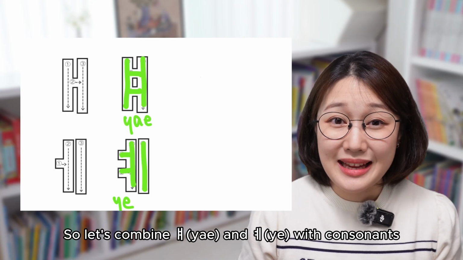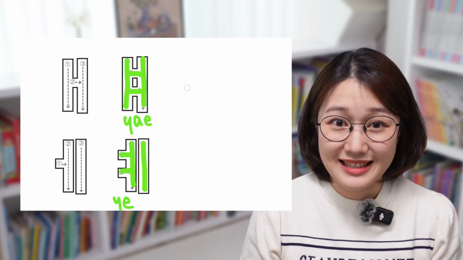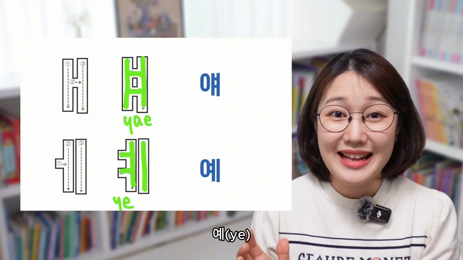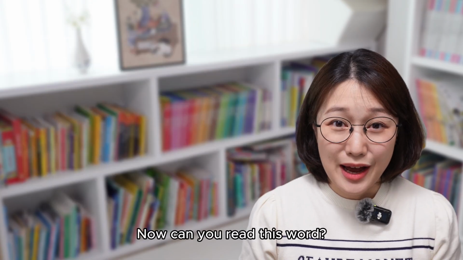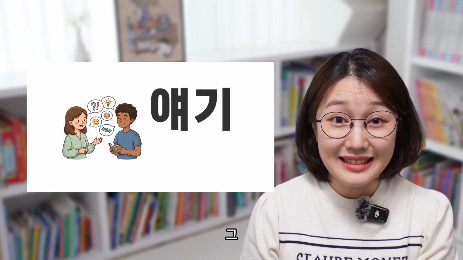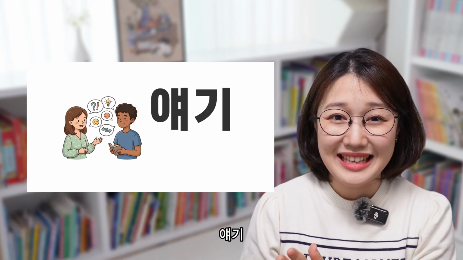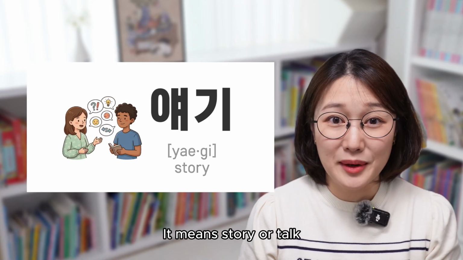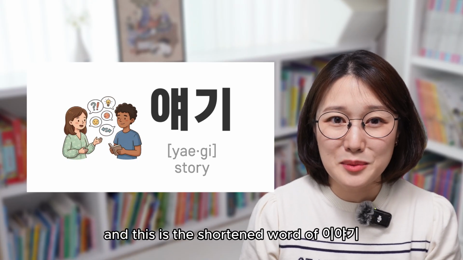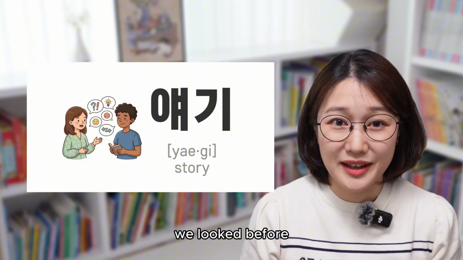So, let's combine 얘 and 예 with consonants. 얘, 예. Now, can you read this word? 이, 야, 기. 얘기. It means story or talk. And this is the shortened word of 이야기 we looked at before.